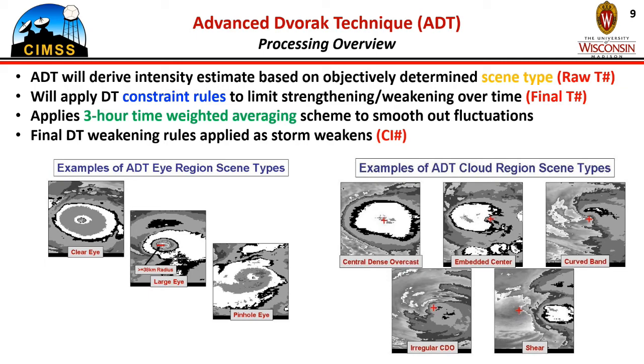Once the intensity is determined from this scene type, that is known as the raw T number, which is basically a first guess. Various Dvorak technique constraint rules limiting the amount that the tropical cyclone can increase or decrease over time are then applied along with a 3-hour time-weighted averaging scheme, and this will provide the final T number. From there, an additional set of weakening rules are applied to the values over time based upon the Dvorak technique, and this outputs what's known as the current intensity or CI number.